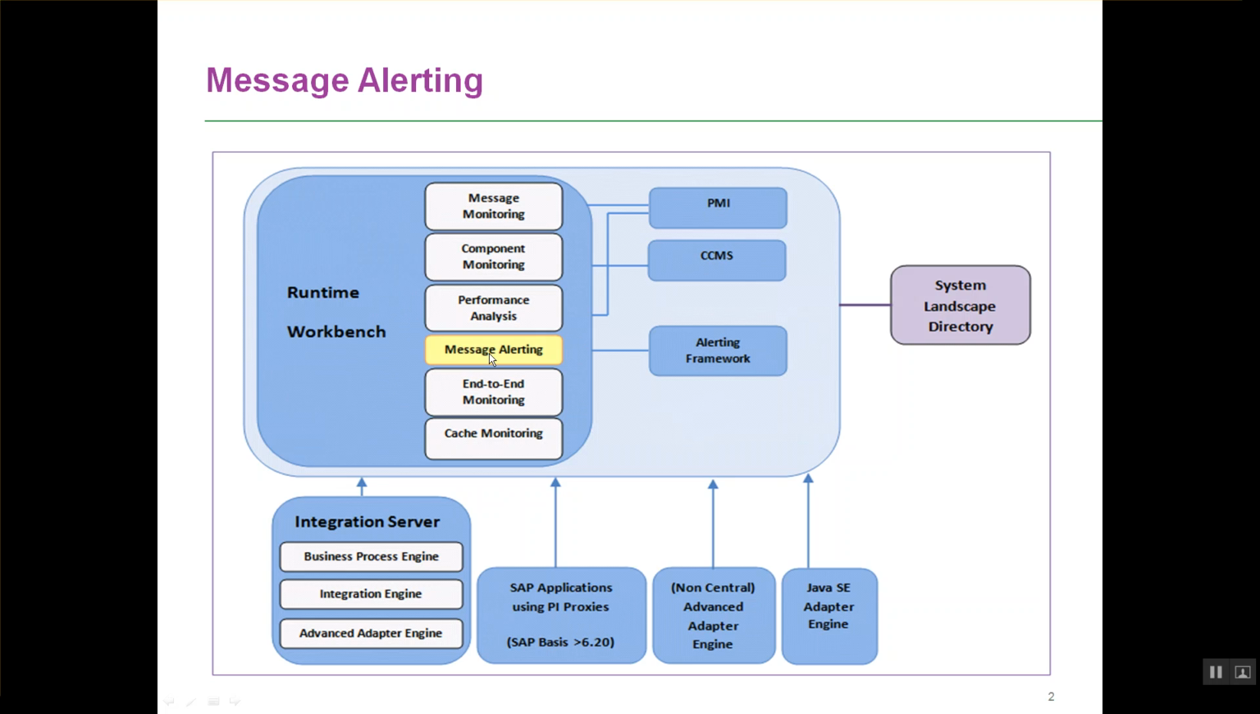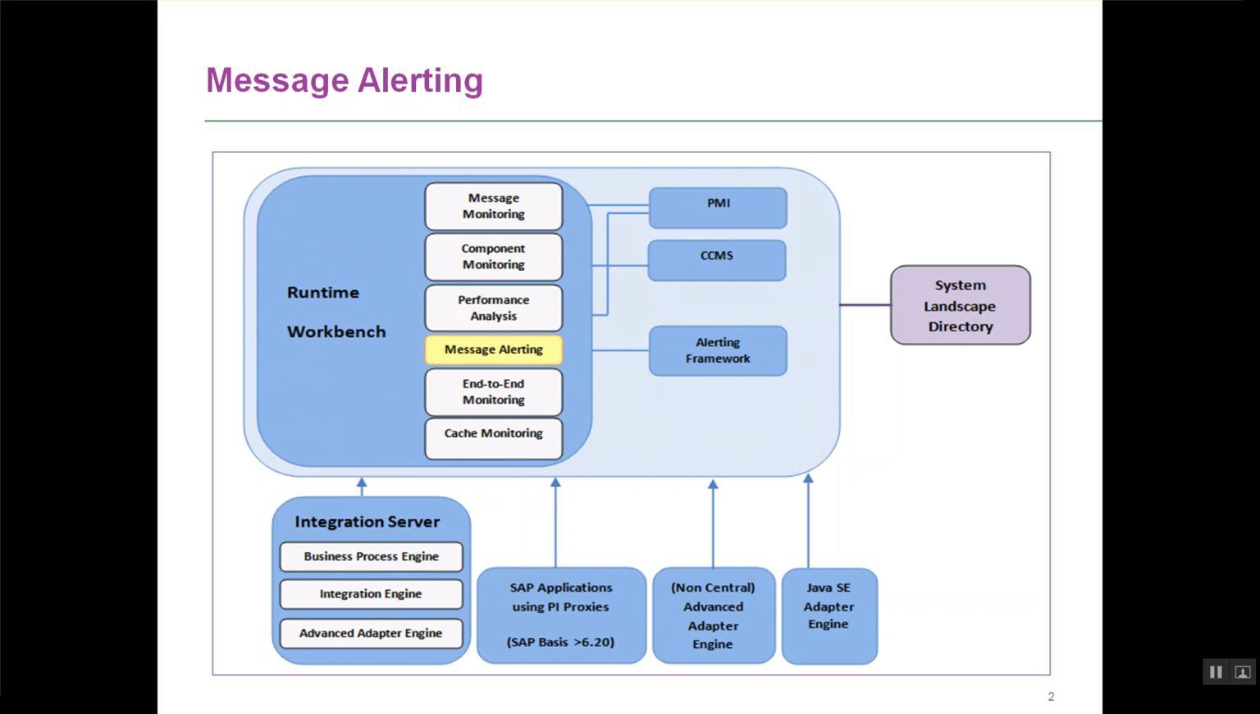Now what is message alerting? What if there is a failure in PI, right? The failure could be a mapping failure, the failure could be a connectivity failure, the failure could be one of the components of PI not working the way you would like it to work. So what if there is a failure in your integration layer? Message alerting is an inbuilt functionality of PI where any error, be it a message failure, be it a component failure, any error in PI can trigger an alert.